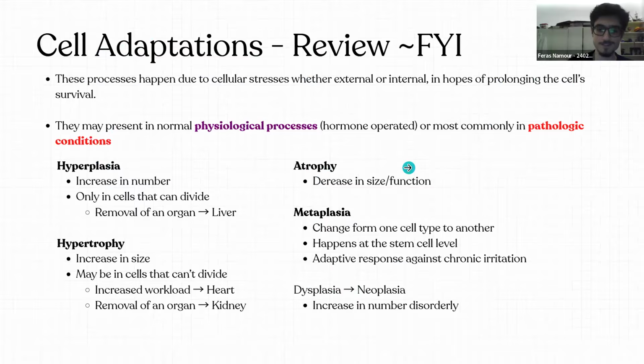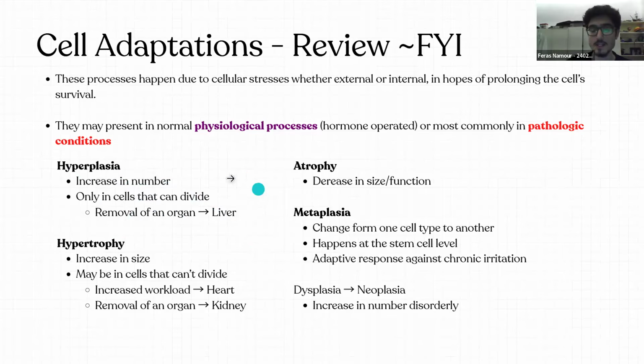All right, let's take it one by one. We're going to discuss 5 processes, okay? Starting with hyperplasia, which basically means increasing in number. This will happen only in cells that can divide. We have 2 kinds of cells that can divide, labile cells and stable cells. Let's take an example of liver cells that are stable cells. If we remove part of the liver, the other remaining part will grow the number of cells in order to compensate for the removed part. So this is an adaptation to a stimulus to keep the function of the organ, okay? And we will call this hyperplasia, increasing in number of cells.